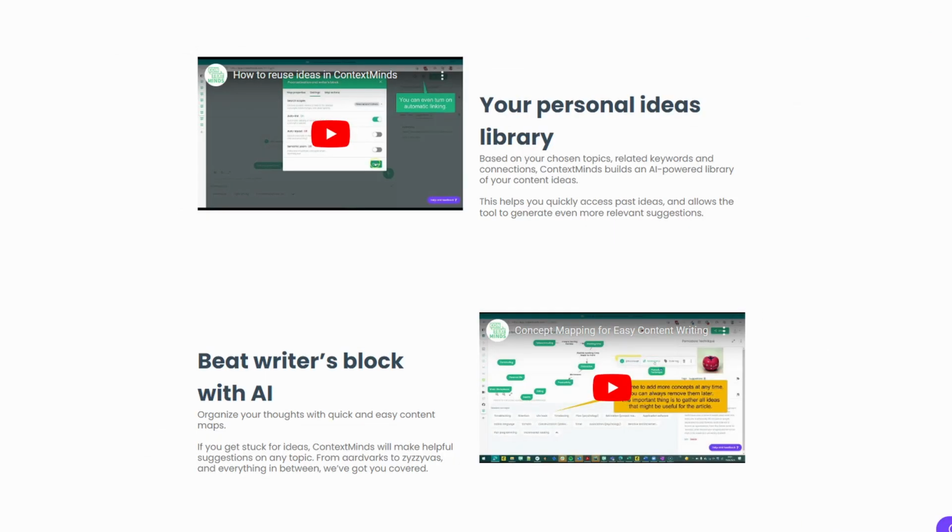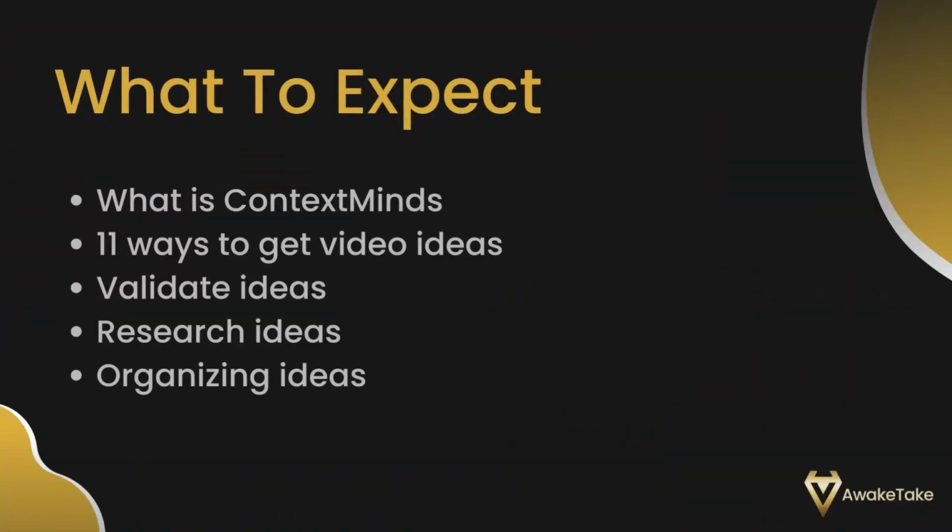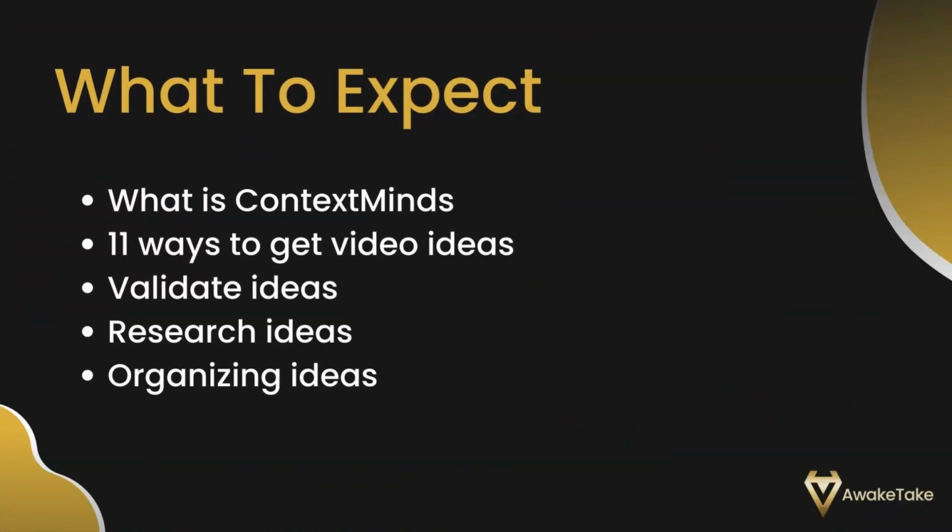But because it is mainly a mind map with some AI functions, using the tool alone might not always give you the best results for a certain topic, and that's why you should also consider combining other tools. So in this video I will tell you what Contextminds is, 11 ways to get video ideas with or without Contextminds itself, how you can validate those ideas, how to research the content ideas and also how to organize them.